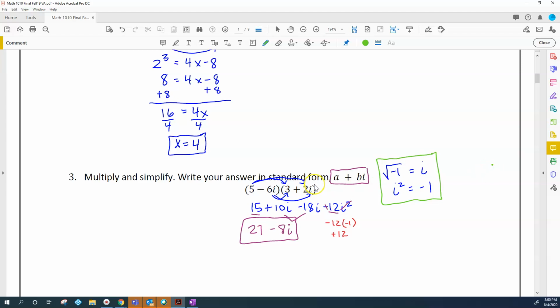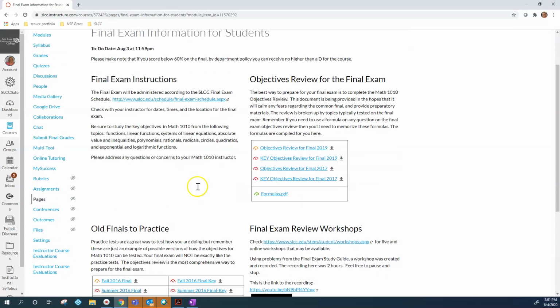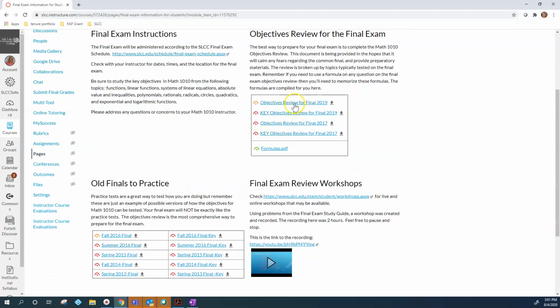Now, I was going to show you something. Where do you find the final exam information? Let me pull this over here for just a minute, just to make sure. Remember that in the final exam module, there's this final exam information for students, and it has a ton of things in here. One of which is this objective review for 2019, so that's the one that we want to look at the most, but there's one from 2017 that you can use, and there's also these old practice finals as well that you could go through, right, which we're going through one like that.